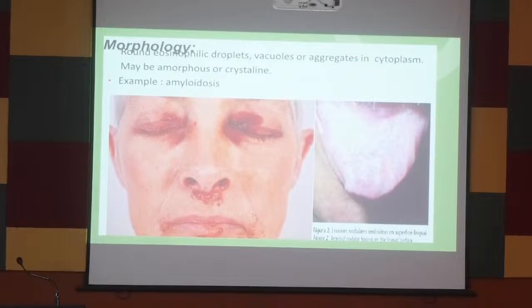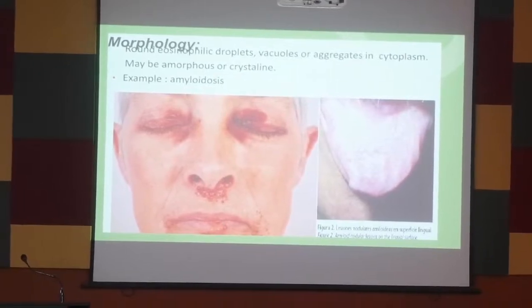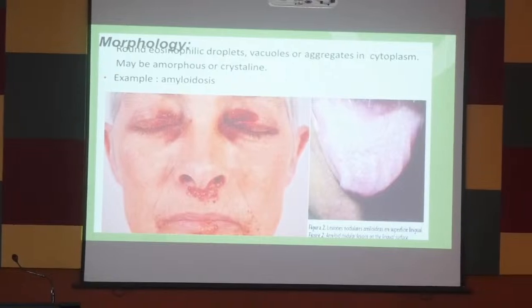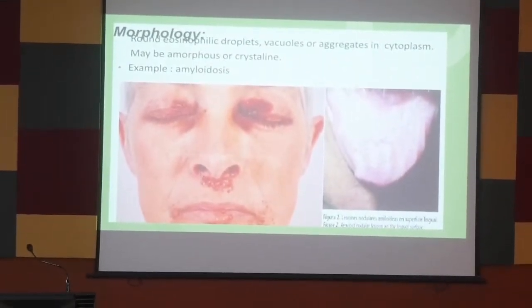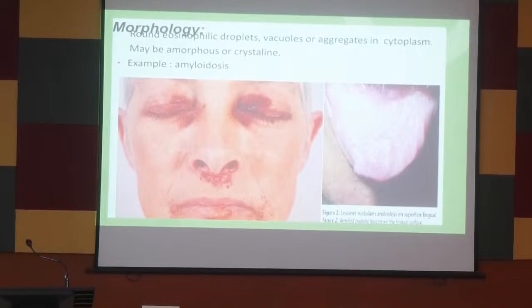Okay, tongue and subcutaneous tissue. This is also an example of abnormal protein accumulation in skin and subcutaneous tissue and mucous membrane. Okay, round eosinophilic droplets, vacuoles or aggregates in cytoplasm, maybe amorphous or crystalline, example of amyloidosis. There are many diseases. You need to just know the examples and the defects, whether the protein folding defect, the ER stress defect, the transport of the protein defect, or any enzyme defect. Okay, so this is an example of intracellular protein accumulation or accumulation of abnormal protein, namely amyloidosis. Amyloidosis is a very important topic for your professional examination and internal assessment examination. It will be taught later.